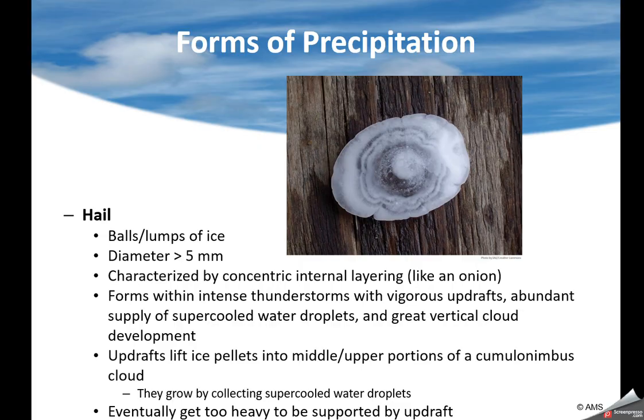Hail: big lumps of ice, and it can be really, really big, bigger than a grapefruit. What happens is the updrafts in a thunderstorm lift ice pellets up and down they go, eventually gaining more and more liquid on them. So eventually they become hail.